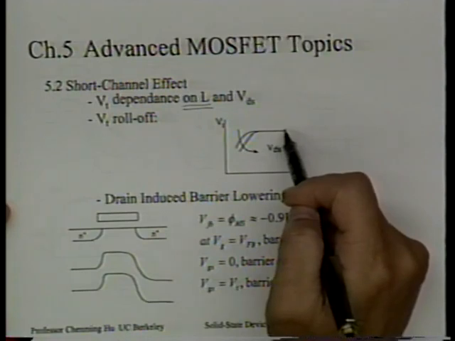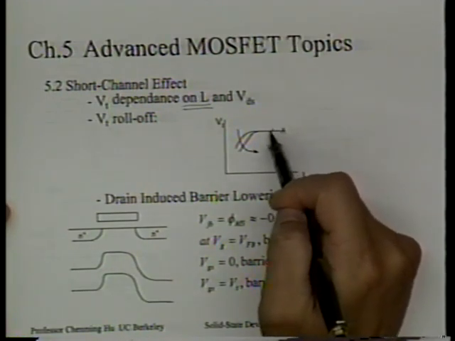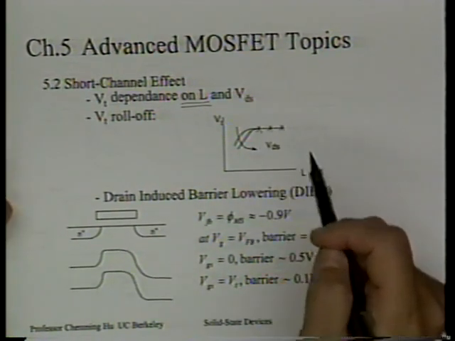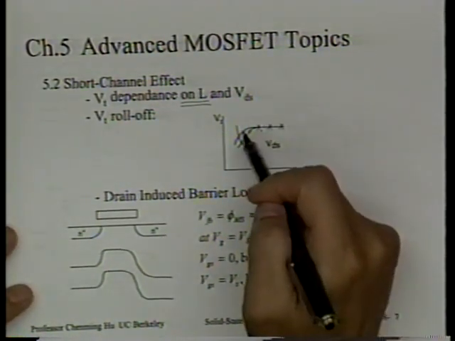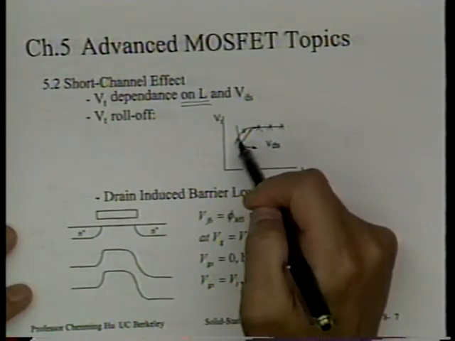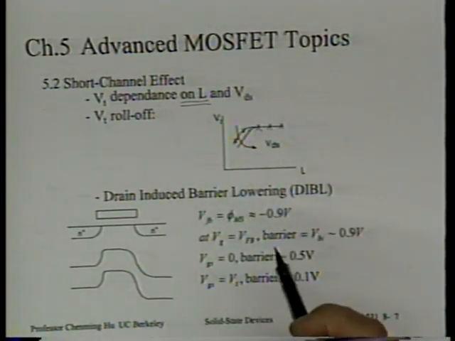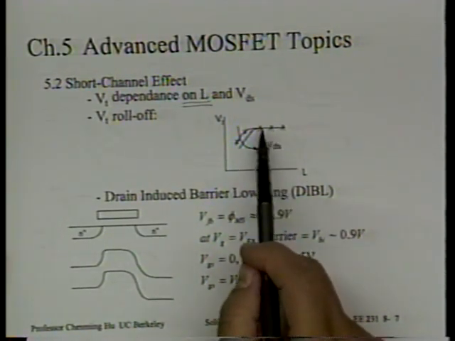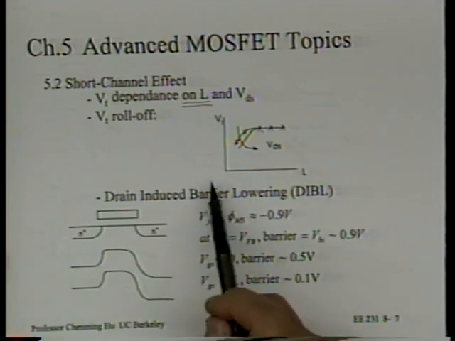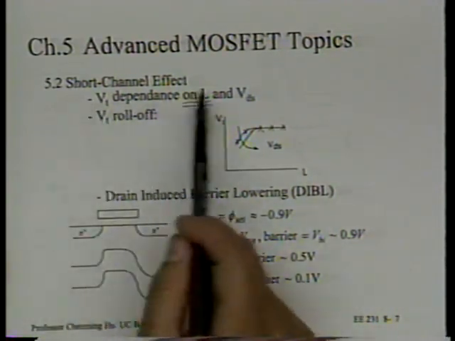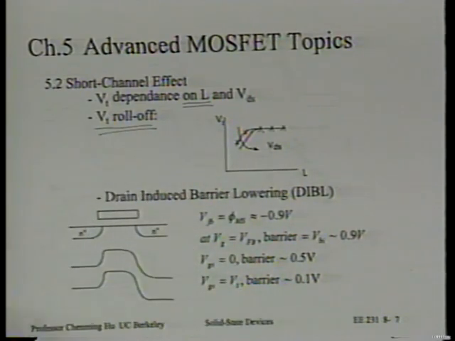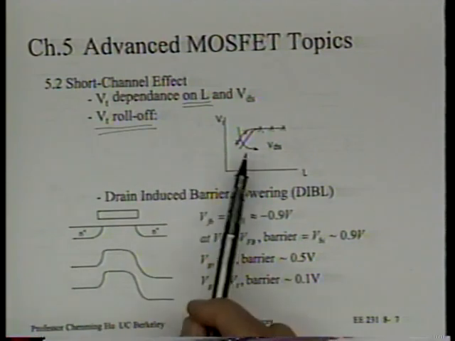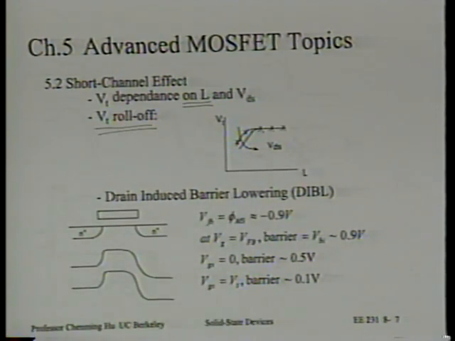VT. We're going to find that indeed VT is not a function of L as expected, if L is long enough. But when L is small, we find VT starts to drop with the decreasing L. All right. So VT decreases with decreasing L. And that's known as short channel effect. A newer term, I think is a very descriptive term, is called VT roll-off. So if you call this behavior VT roll-off, I think it's very good.